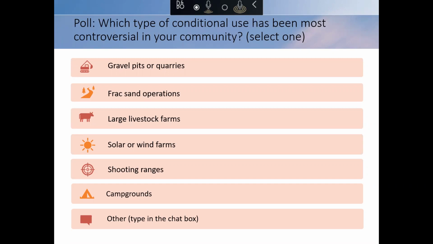My general suggestion, and Becky will go into further detail about this, is that especially for these uses that have been controversial in your communities, if you haven't reviewed which districts they're currently allowed in as a conditional use, as well as what the standards are for these conditional uses and whether they're sufficient, please take a look at those in your ordinance. And now Becky will go into more detail about reviewing your ordinance and reviewing your permitting process.